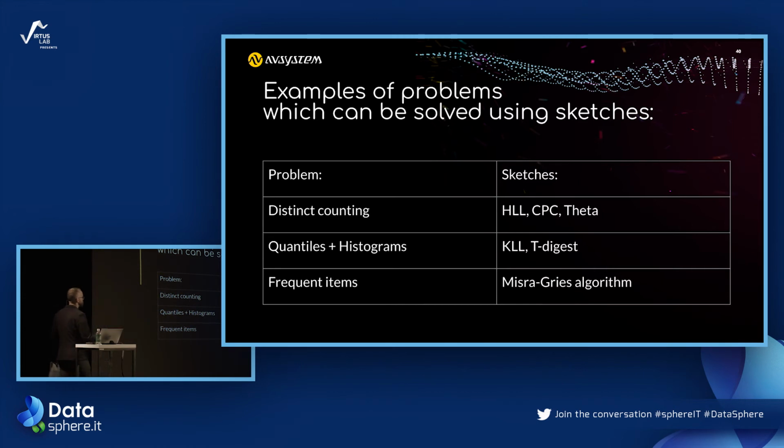For distinct counting, we have HLL, CPC, and Theta. For quantiles and histograms, KLL and T-digest. And for frequent items, the Misra-Gries algorithm.